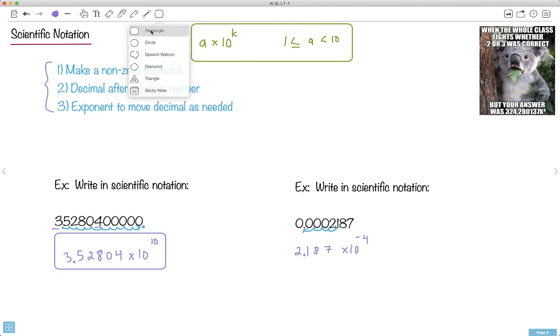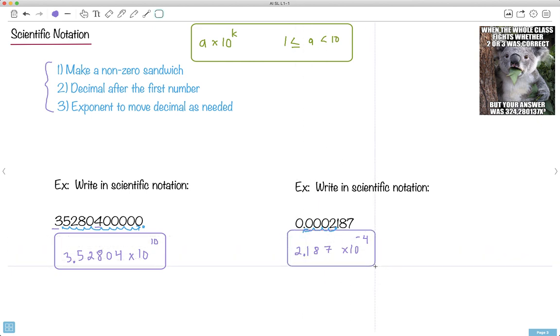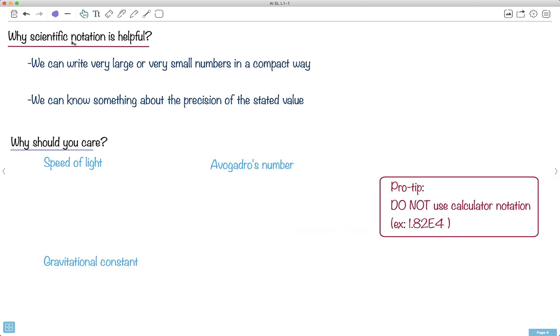This could also be seen as 2.187 times 1 over 10 to the 4. That's what a negative exponent is. You don't have to worry about it too much. This is the trick here. So just go to the left, it's negative exponents. To the right, it's a positive exponent. That's it. Now I was thinking about this, like, why is this helpful?